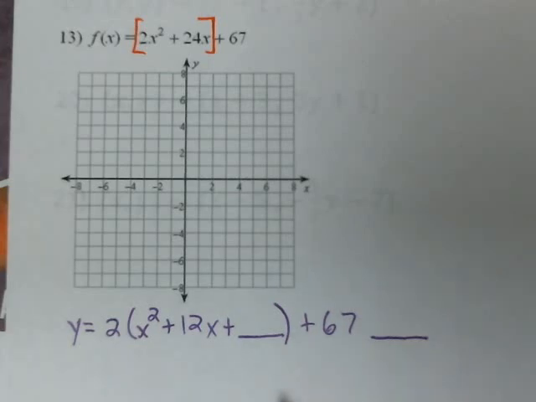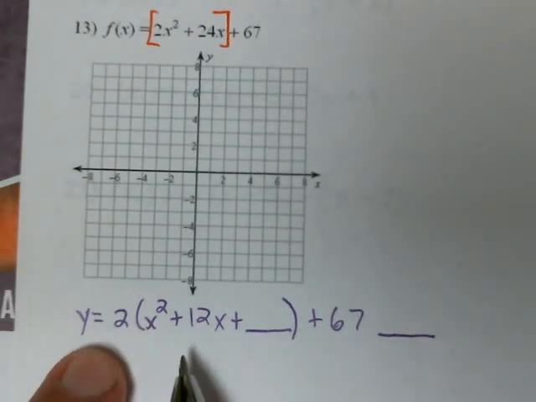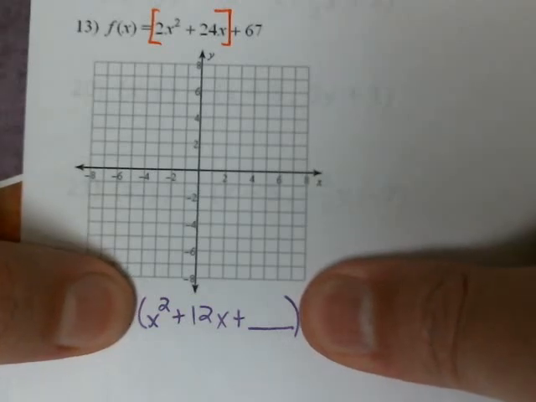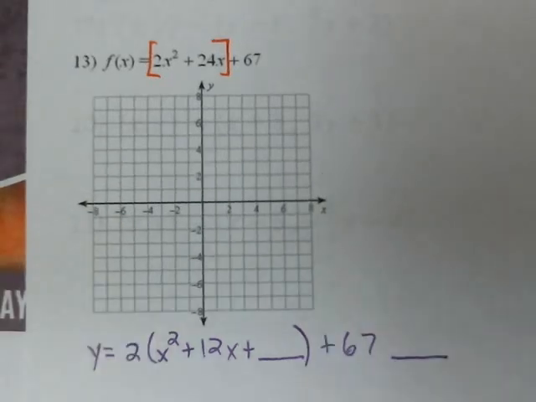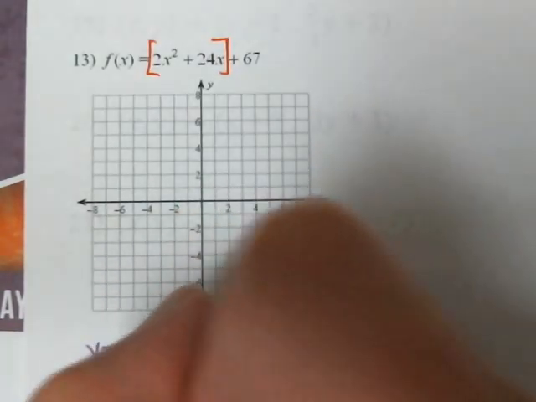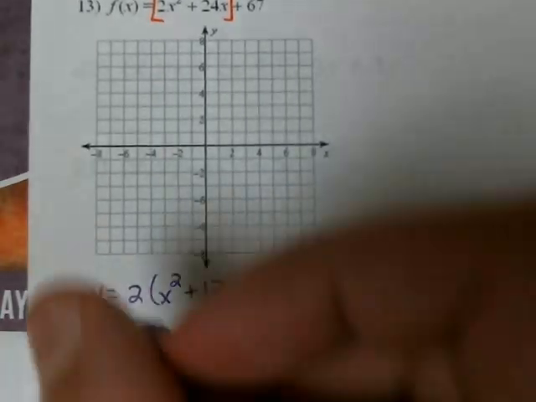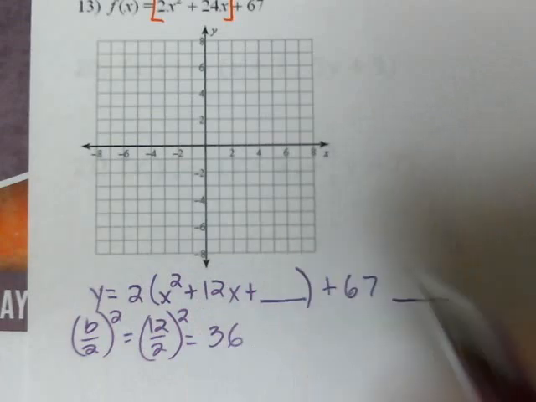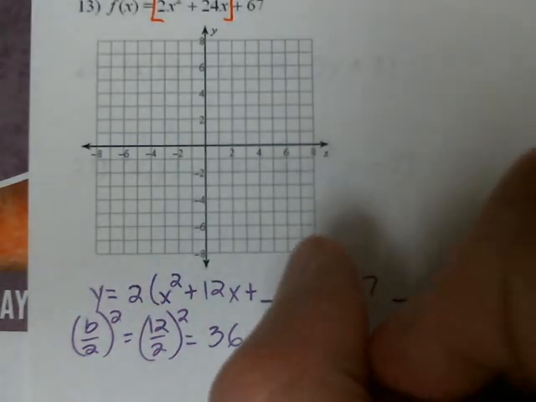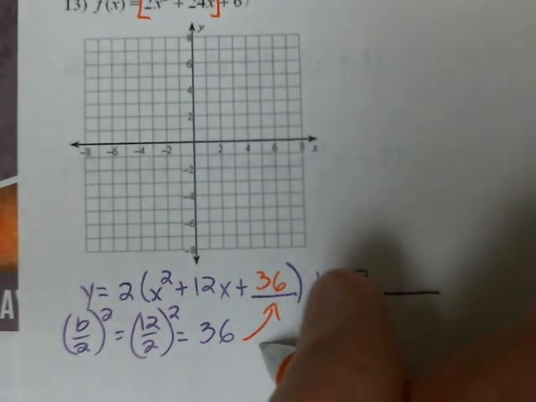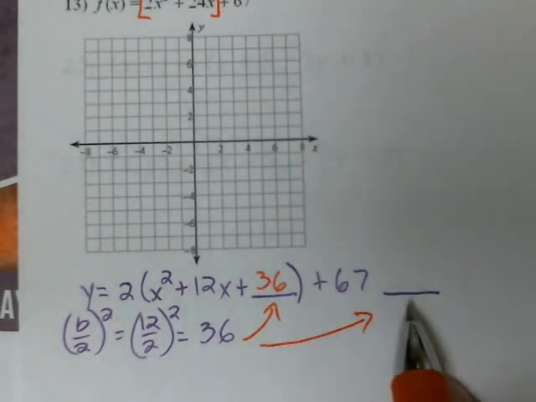Now that I've factored out this 2, you've got to turn on the blinders. I'm going to complete the square on just this piece right here. So how do I complete the square? Half of b, squared. I'm just looking at this 12. 12 divided by 2 is 6, and 6 squared is 36. So I'm going to put this magical 36 that I pulled out of thin air right in there. That means to offset that, what do I have to put right there? Negative 36.